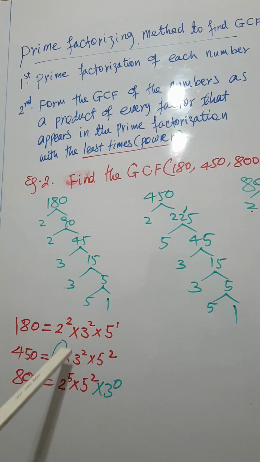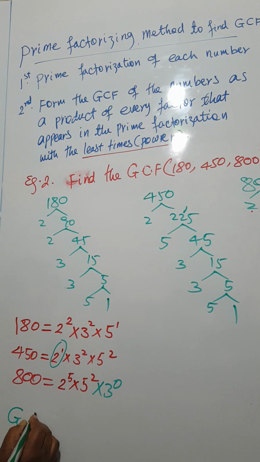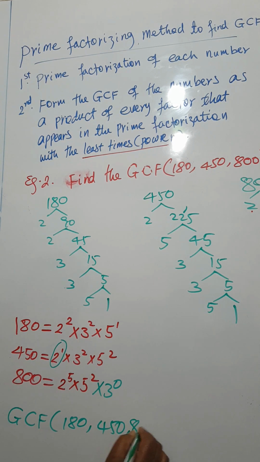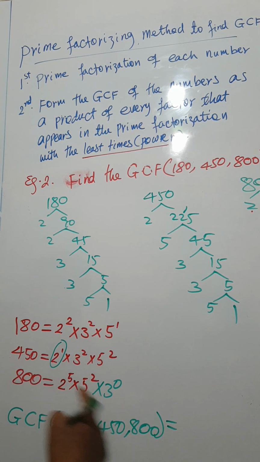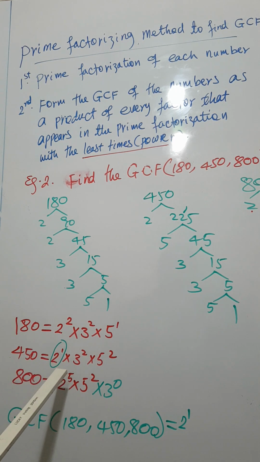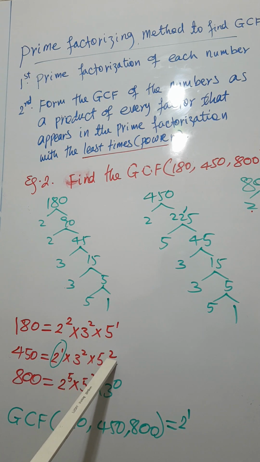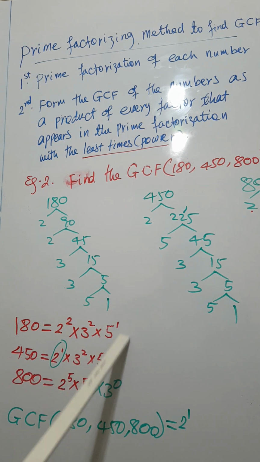So now we take the GCF of 180, 450, 800 is equal to 2, taken as 2 to the power of 1. Okay. The next is 5. Now 5 appears here as power of 2, and power of 1. Now this is the least one.